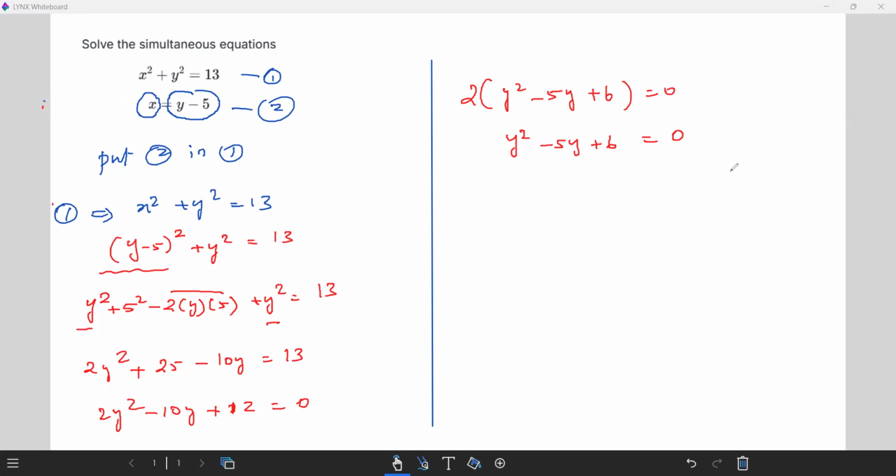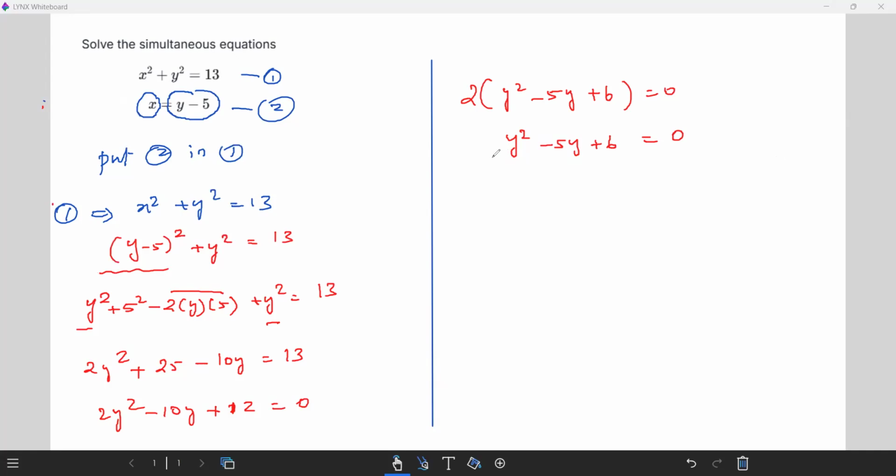So to solve this equation, we have a method called the splitting the middle term method, or we say the factorization method. According to that method, taking the constant.